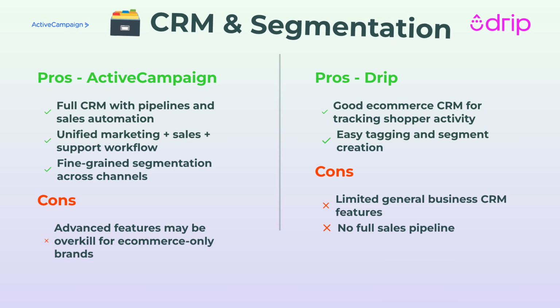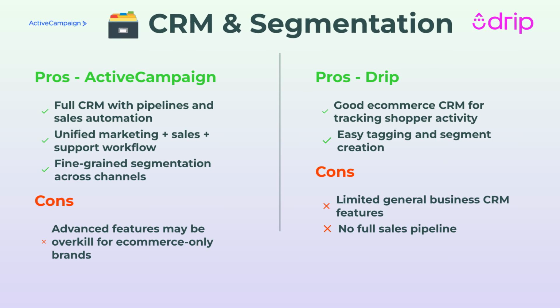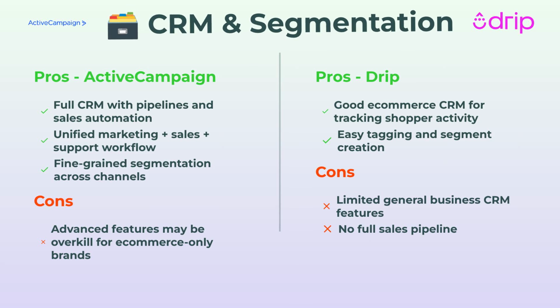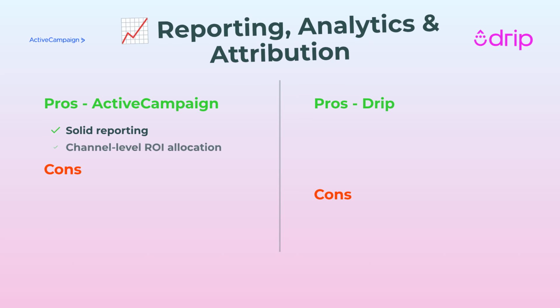Drip keeps things simple. Great CRM basics for tracking shoppers, easy tags and segmenting, but if you want anything outside of that, not happening. No full pipeline, nothing crazy for general business. So, ActiveCampaign is your winner for CRM and segmentation. Let's chat reporting and analytics.